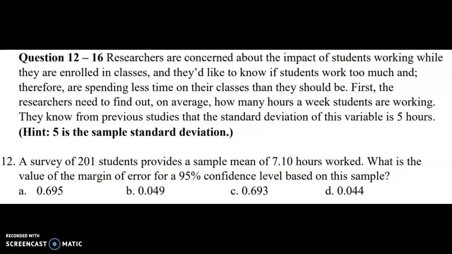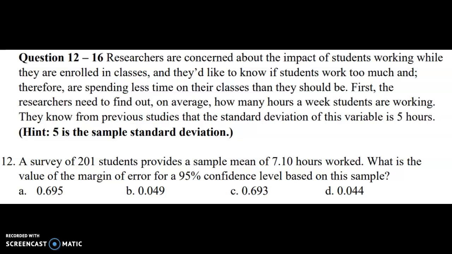All right, question 12. Researchers are concerned about the impact on students of working while they are enrolled in classes. They'd like to know if students work too much and therefore are spending less time on their classes than they should be. First, the researchers need to find out on average how many hours a week students are working. They know from previous studies that the standard deviation of this variable is 5.